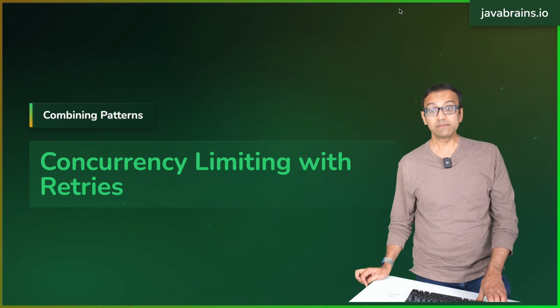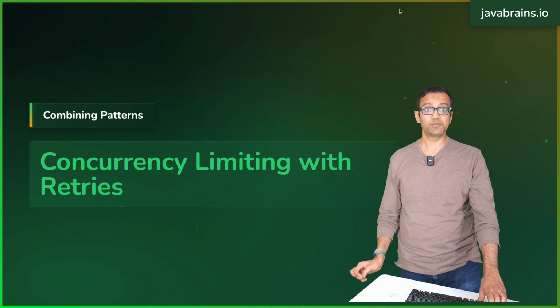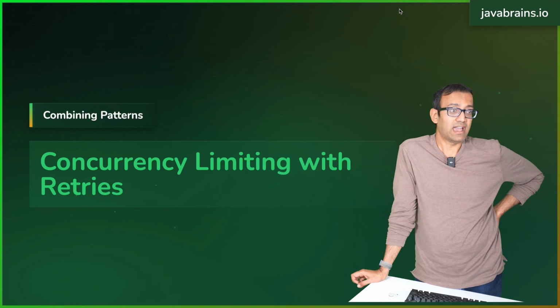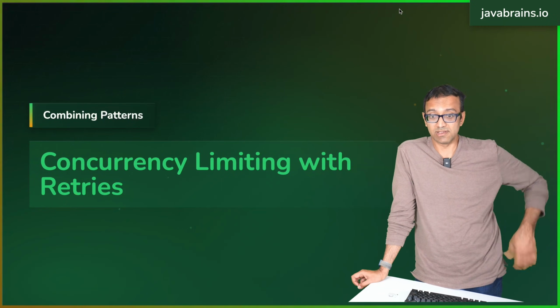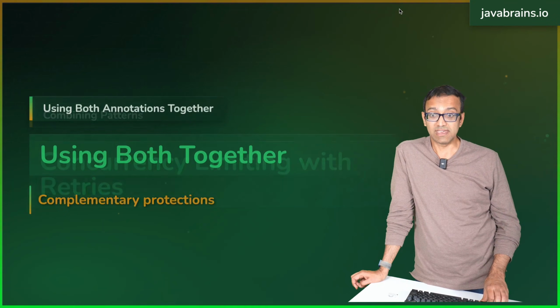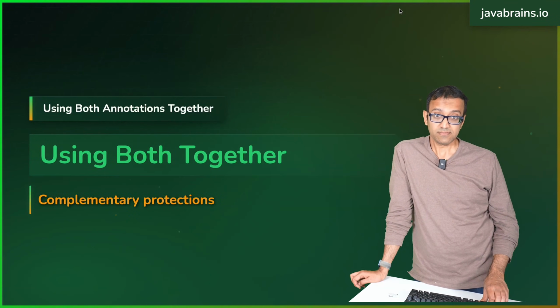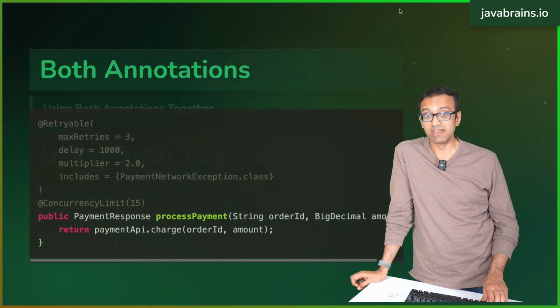All right, and you can combine these two patterns. What are the two patterns we learned today? Concurrency limiting and retries. You can actually combine them both. They solve different problems, but they work well together. So you get complementary protection with concurrency limit and retriable.